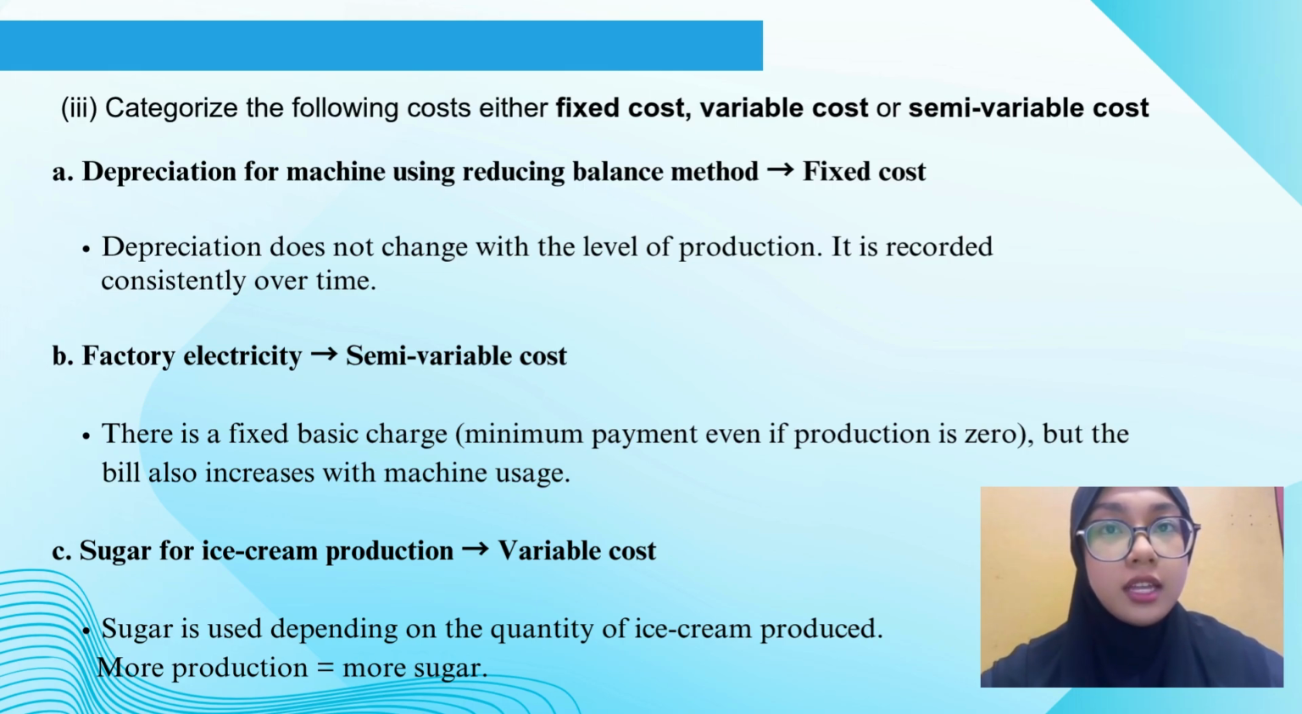B. Factory electricity. This is a semi-variable cost. There is a fixed basic charge, a minimum payment even if production is zero, but the bill also increases with machine usage. C. Sugar for ice cream production. This is a variable cost. Sugar is used depending on the quantity of ice cream produced. More production equals more sugar.